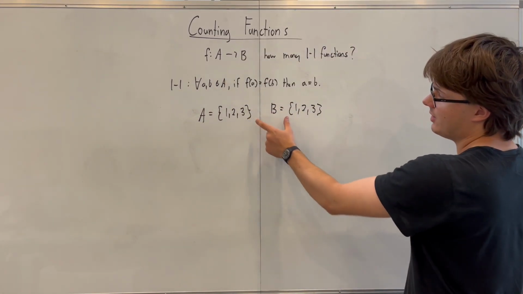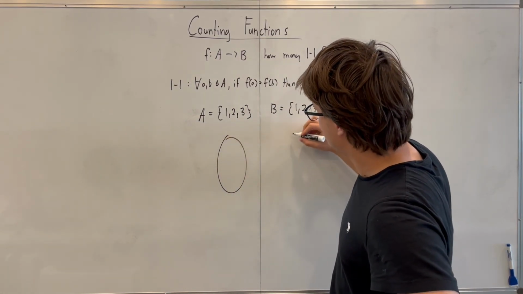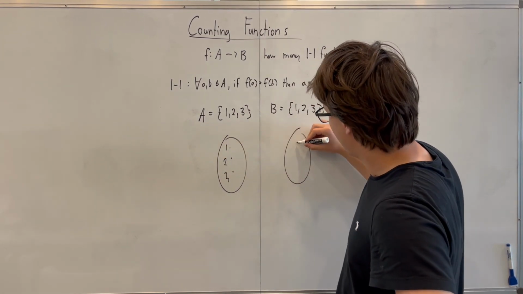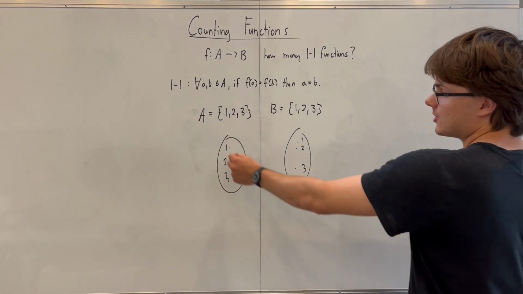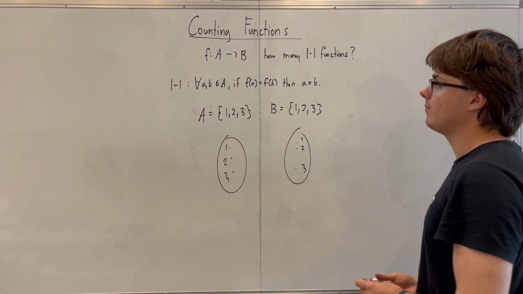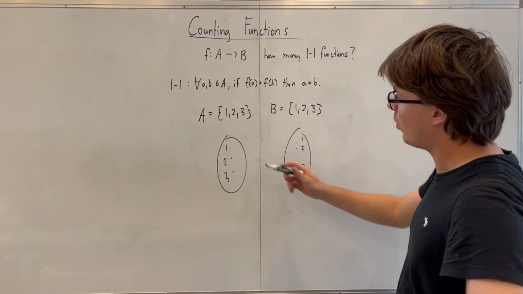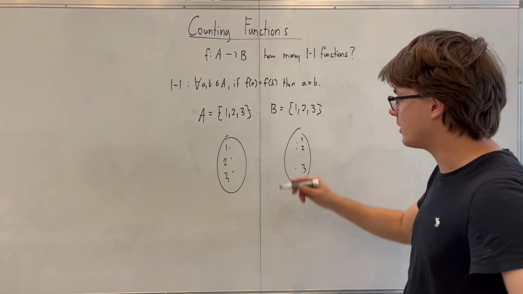So let's say you have these two sets, A and B. What do we find? Well, let's draw them out. This would be way easier to see if we draw them out. We have 1, 2, 3, and we have 1, 2, 3. So let's take the first element, 1. How many possible ways can we map our first element? Well, 1 can go to 1, 2, or 3. It can go to any one of these.